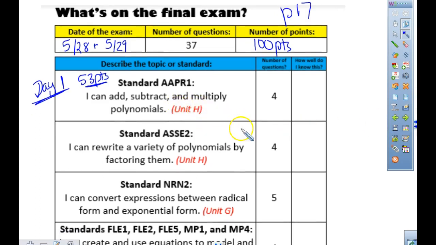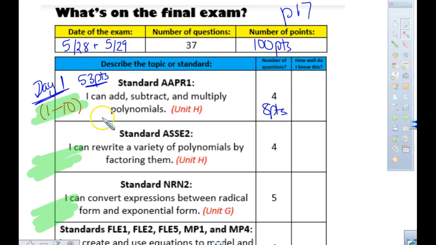So, add, subtract, multiply, and divide polynomials. There are 4 questions. That's going to be your first 8 points. I am also going to put which questions in the review. In the review, this is questions 1 to 10. I'll highlight those for you, so when you look at those, that is where it is in your review packet. Or excuse me, just add, subtract, and multiply. 1 to 10, 8 points.